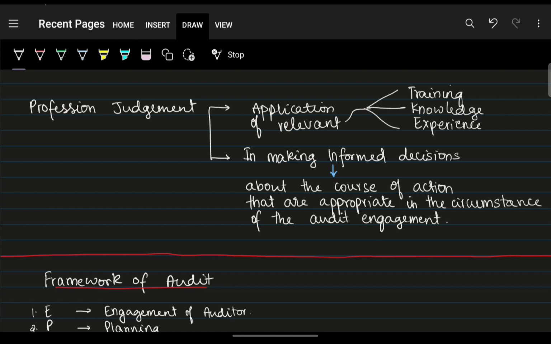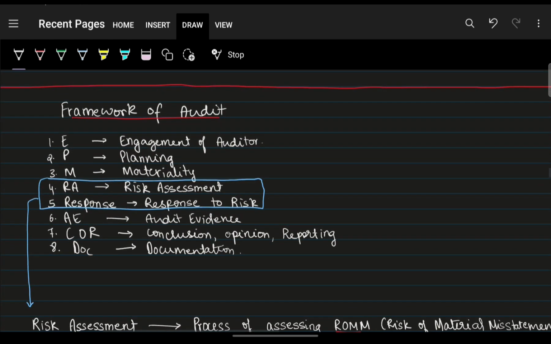Okay, let's try telling it again. What is a professional judgment? Professional judgment is the application of relevant training, knowledge and experience in making informed decisions about the course of actions that are appropriate in the circumstance. Okay, next, what is the framework of audit?